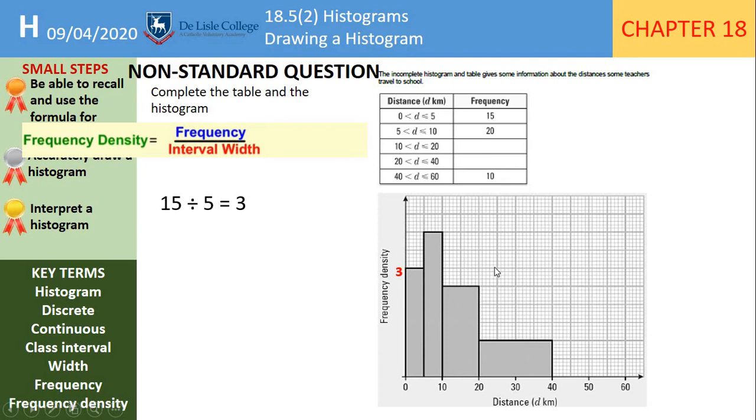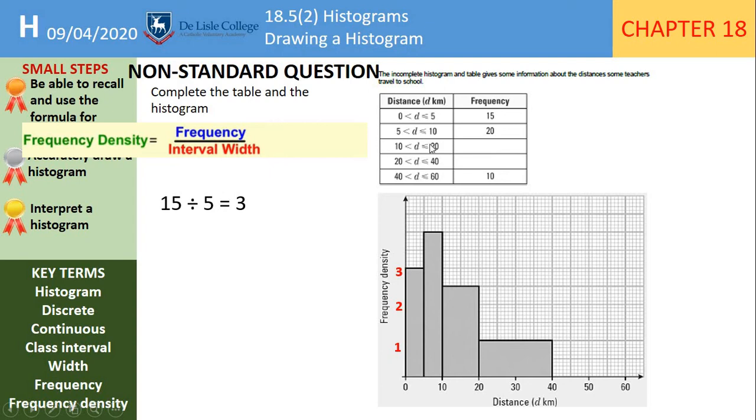Now if I look here, if I go across, this is 1, 2, 3, 4, 5, 6 of the bigger squares in total. So 2 of these bigger squares must be a frequency density of 1, and 2 more up must be a frequency density of 2. So we can see this height of this bar here is 2.5.